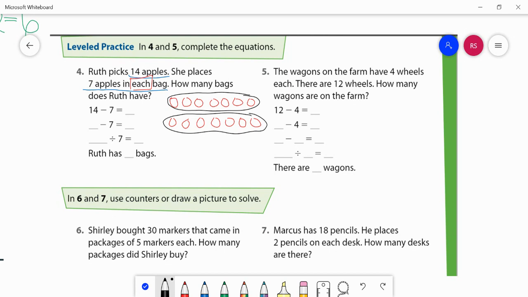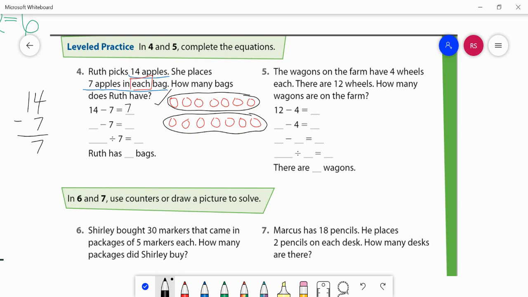So if I started with 14 apples and I bagged 7 of them, I would do 14 minus 7 to figure out how many I have left to bag. So I bagged 7 of them. 14 minus 7, what is 14 minus 7? Show me with your fingers, shout it out to me. 14 minus 7 is 7. All right, perfect. So those are my first 7 apples that were bagged.